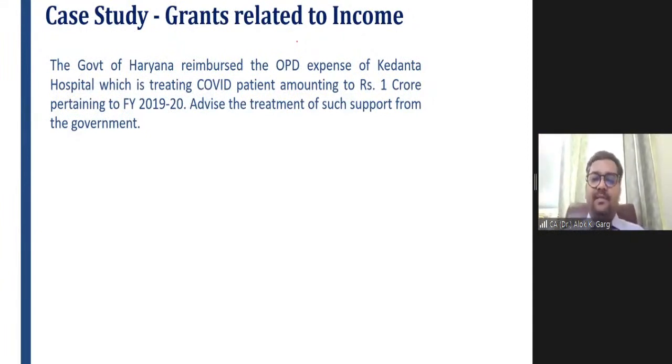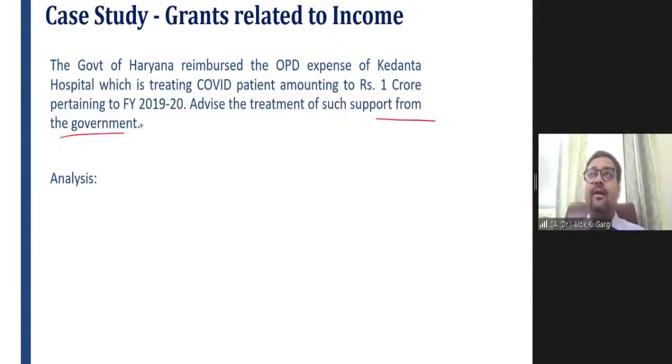from the expense. Okay. The government of Haryana reimbursed the OPD expense of Vedanta Hospital, which is treating COVID patients, amounting to rupees 1 crore pertaining to FY 19-20. Advise the treatment of such support from the government. So guys, is it a grant related to asset or is it a grant related to operating expenses?